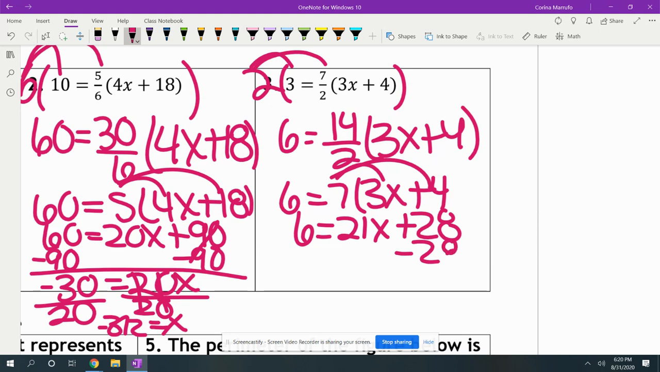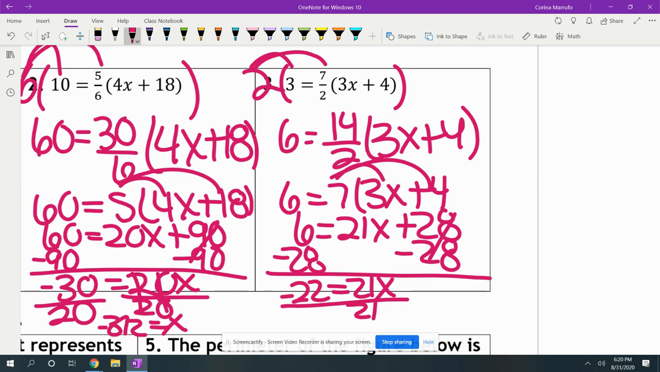And we move over the 28. So 6 minus 28 is going to give us negative 22 equals 21x. And our last step to solve for x is to divide by 21. And when we do so, we cannot reduce 22 over 21, and it is negative.